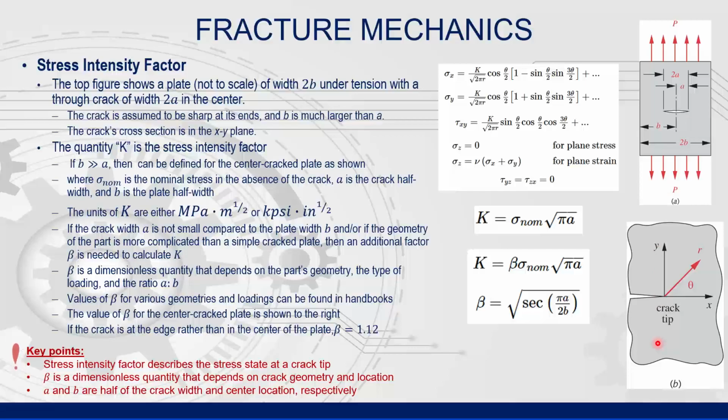Units of stress intensity are megapascals meters raised to the 1/2. The factor beta is to be used when the crack size is large in comparison to the width of the part or plate. Beta takes into account the ratio of the crack half width A and the distance to the crack B. For a crack at the edge of a part or plate, the value of beta is always 1.12.